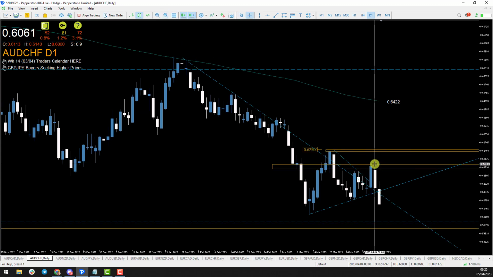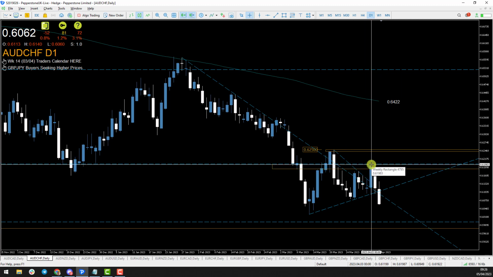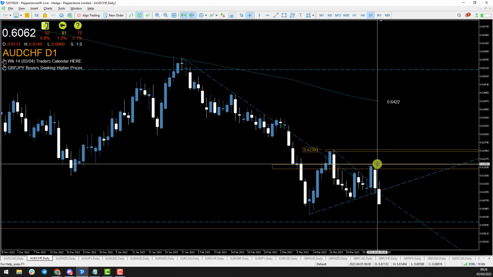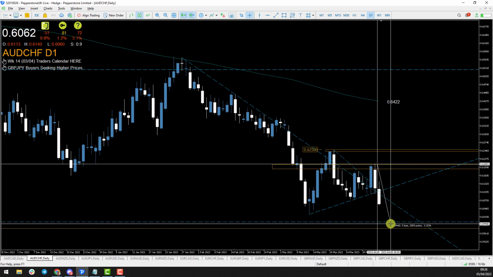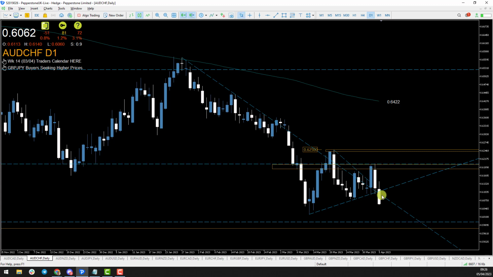Now if we look at the daily time frame on Aussie Swiss, we can see that price has recently come up into our key resistance level at the 0.62 handle, which we actually featured in a previous video, and we were talking about the area of 0.62 acting as resistance for a continuation to the downside. So if you were looking around about the 0.62 level at the time, you could see that we had a possible opportunity for a 200 pip move to the downside.